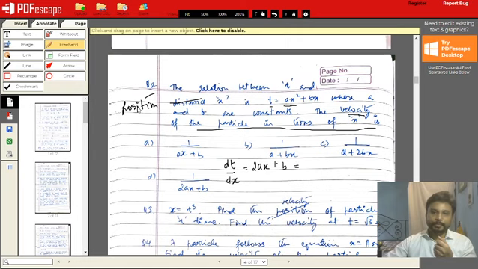dt by dx. So how do we write dt by dx? You can easily imagine that dt by dx is nothing but 1 upon dx by dt. If we reverse dx by dt, it is dt by dx. So that means dt by dx is nothing but 1 upon v. Or v is equal to 1 upon 2ax plus b, which is option D.